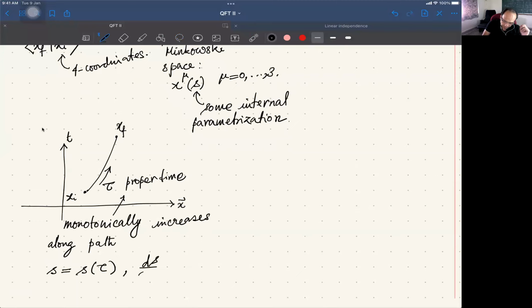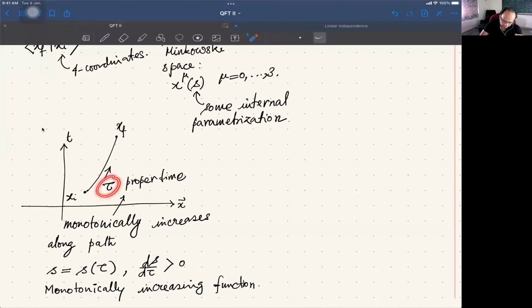So it is such that ds/dτ is always positive. It is called a monotonically increasing function. There is a more sophisticated name for it, which applies in higher dimensions also: an orientation preserving diffeomorphism. Let's not go into this. s and tau are one to one. Given a tau, there is a unique s; given s, there is a unique tau. Just like proper time, such an s is also a good internal parameter. However, one should keep in mind that this internal parameterization is not physical, so it is unphysical.